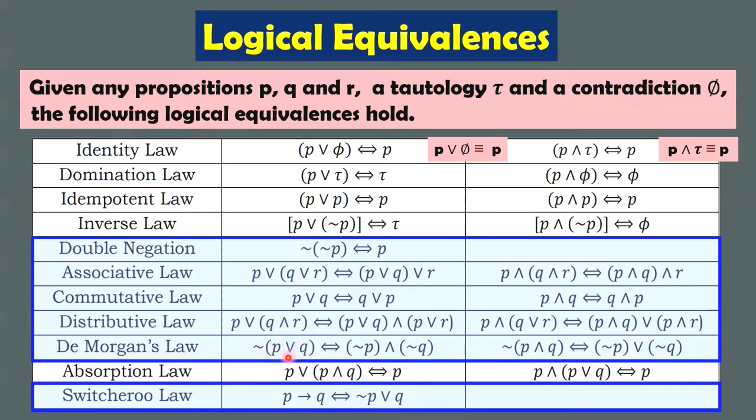Okay? But don't forget to change the operator. Yung negative ng operator na or, nagiging and. Yung negation naman ng operator na and, nagiging or. And then, itong Switcheroo law, this is another way of writing our conditional statement. So, if you want to write this as disjunction, this is how you write it. And please don't forget the absorption law.